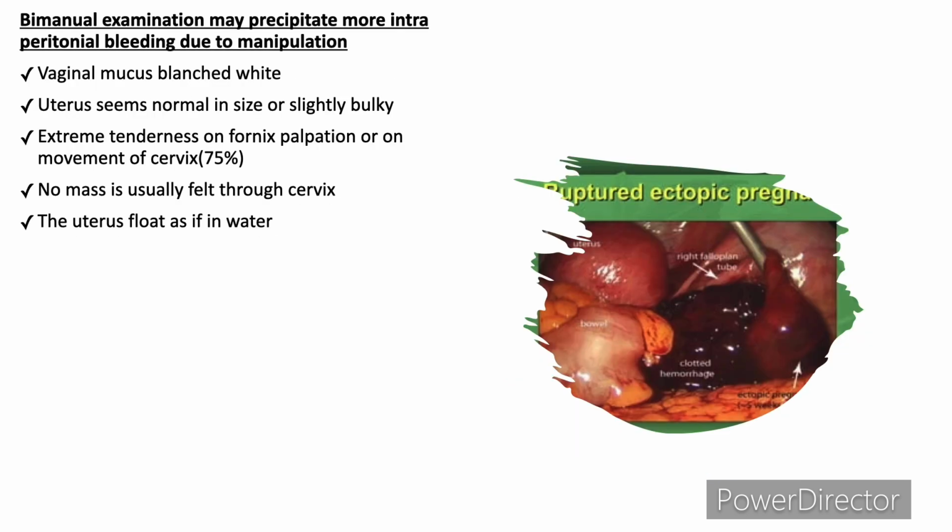Bimanual examination may precipitate more intraperitoneal bleeding due to manipulation. The findings are vaginal mucosa, which looks blanched white. Uterus seems normal in size or slightly bulky. Extreme tenderness on fornix palpation or on movement of the cervix. No mass is usually felt through the fornix. The uterus floats as if in water. So these are the symptoms which you can see in case of acute ectopic.